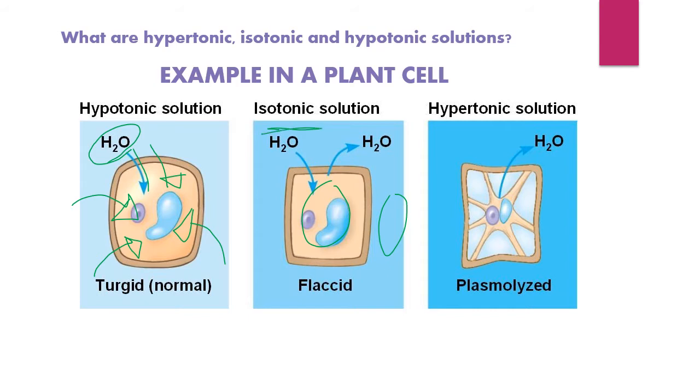But in hypertonic solution, the water diffuses out of the cell. Why is it moving out of the cell? Because the water potential inside the cell is high, but outside of the cell it is low water potential. So the water moves from high water potential into low water potential, which means from the inside to the outside.